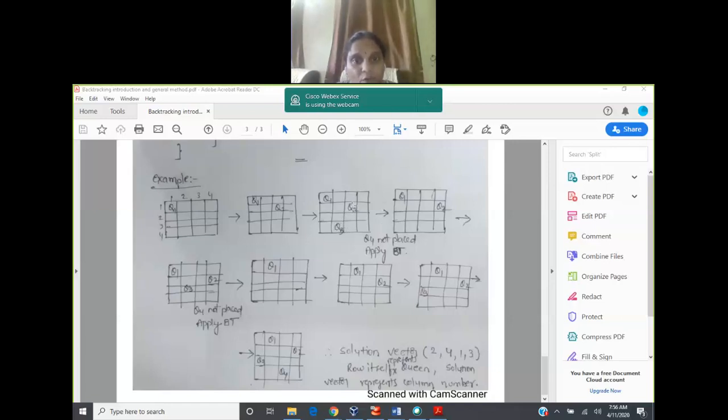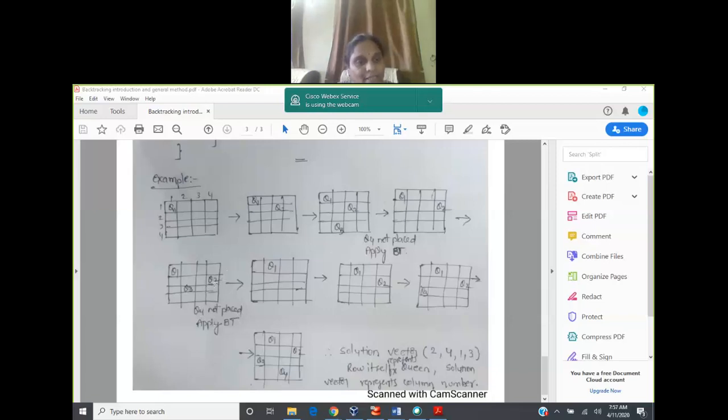By placing queen 2 in the second row, third column, a solution is not obtained. So we'll apply backtracking. We place the queen in the next location. So we'll place the queen 2 in the second row, fourth location, and apply the same procedure. Here you can place the queen 3 in the third row, second column. Again, if you follow the systematic procedure, queen 4 will not be placed. So again we have to apply the backtracking.